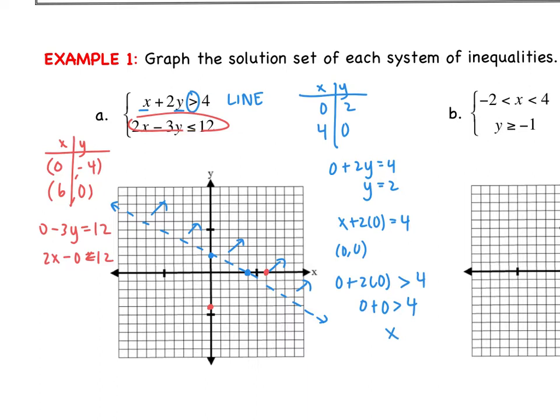I do believe there's an equal sign. There is. So this is going to be a solid line. To figure out the shading, I'm going to plug in 0, 0. So I get 2 times 0 minus 3 times 0 is less than or equal to 12. So 0 minus 0 is less than or equal to 12, which is in fact true. So I'm going to shade towards 0, 0, but remember, all I care about is the intersection, so I'm just going to draw these little arrows.